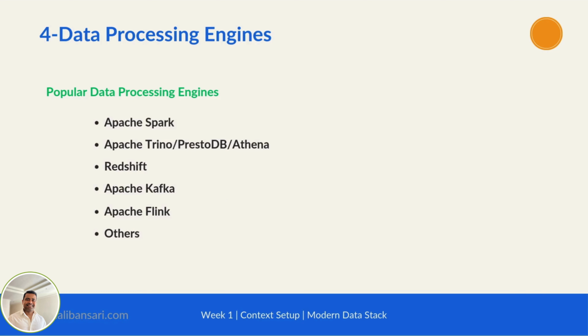Let's take a look at some of the popular data processing engines. Some of them are Apache Spark, Apache Trino, Redshift, Apache Kafka, and Apache Flink. And in this bootcamp, we will cover Apache Spark and Apache Trino.